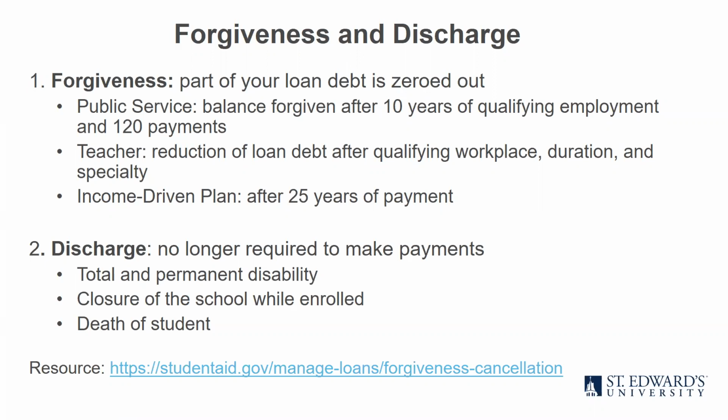After 25 years, that balance is forgiven if you have any left. So that means you're paying on your loan for 25 years. You might not pay the debt in full. And the idea is that it fits within your budget if you're on a more limited budget. A lot of information about this is on studentaid.gov, so definitely check that out if you're interested in more information.